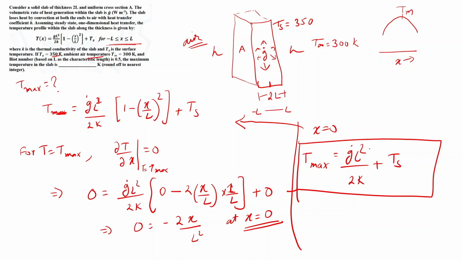Now we need to find all these parameters and replace them into this equation to find the maximum temperature. Since we don't have this g dot, we will write the heat balance across this entire slab. And the heat balance you can always write as: rate of accumulation is equal to heat input minus heat output plus generation.